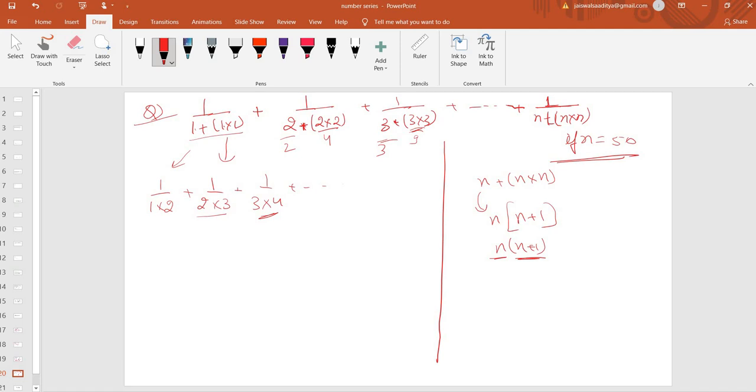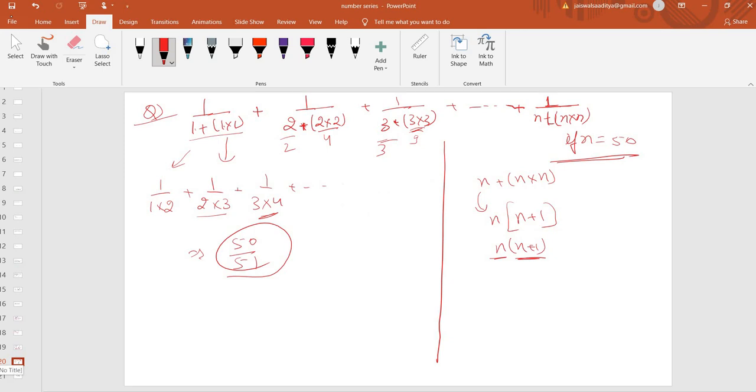Correct. So I'll leave it to you to solve, and I will say the answer. Okay, so the answer is 50 upon 51. This is the answer you are going to get. Correct. Again, I'll give you a set of questions. Sorry for that.